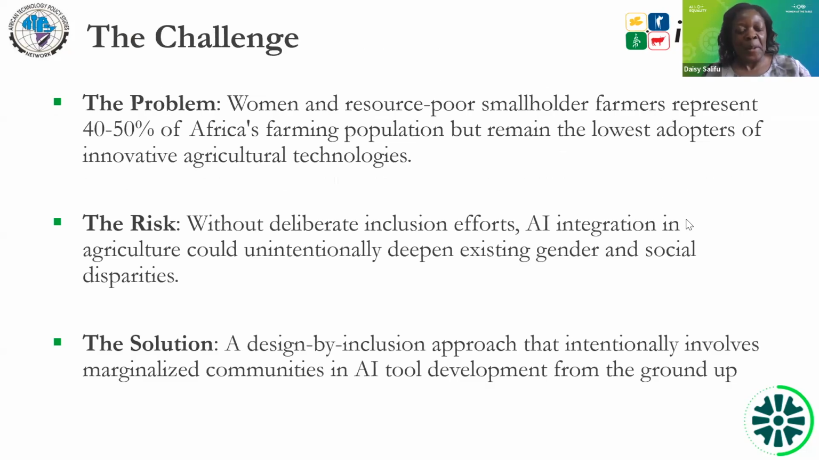Now the challenge. Women and resource-poor smallholder farmers represent almost above half of Africa's farming population, but they remain the lowest adopters of innovative agricultural technologies. Now, what does that mean with integration of AI in agriculture? Without deliberate inclusion efforts, AI integration in agriculture could unintentionally deepen existing gender and social disparities.